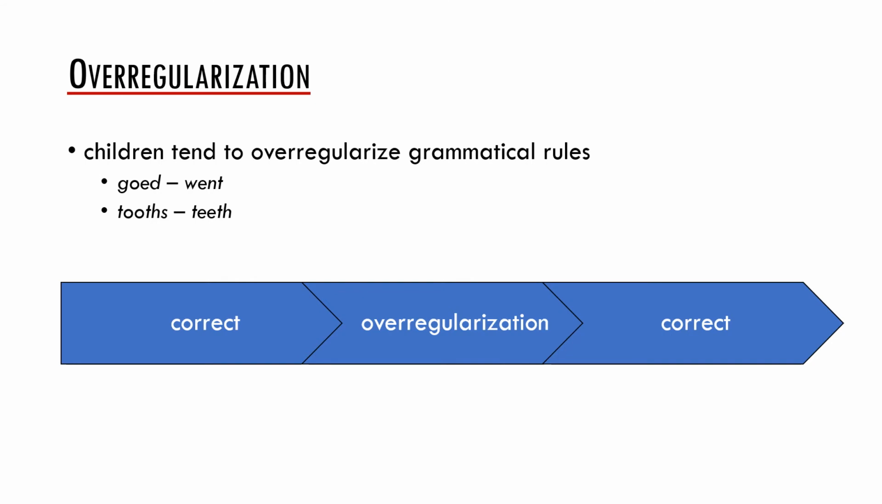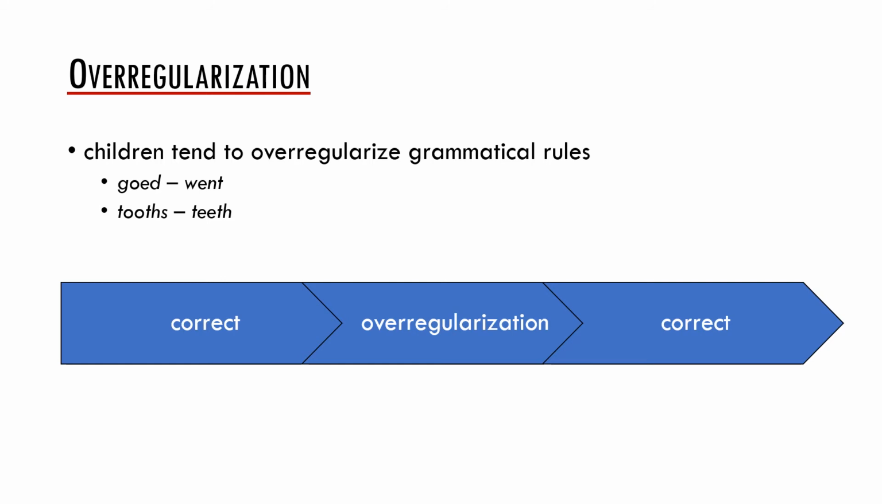One interesting issue in the grammatical development are the so-called over-regularizations. What we know is that at some point children often start to over-regularize grammatical rules, which means that they start to produce grammatically regular but incorrect forms such as goat instead of went, tooth instead of teeth.